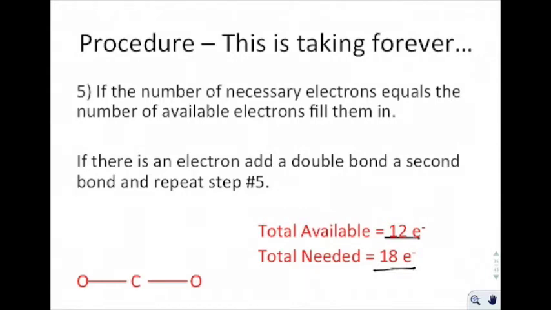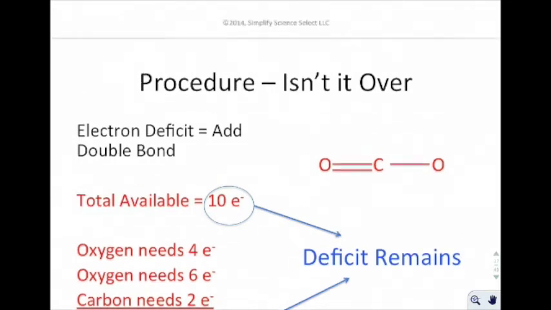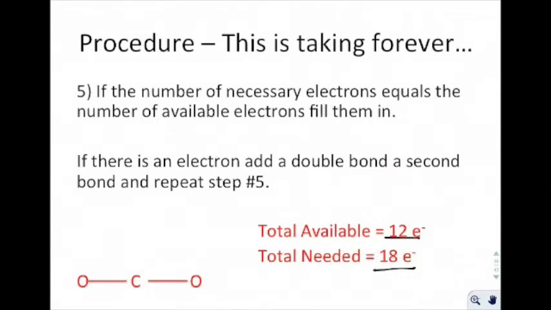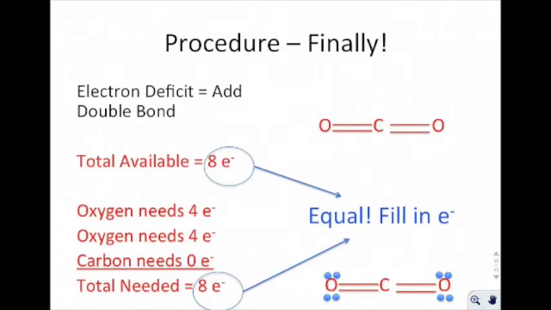So what I need to do is add in a double bond, and I subtract 2 more electrons from my total. When I subtract 2 more electrons from my total, I still have a need, and then I do it again. I add another double bond, and I see that my available electrons equals my total need, and then I can fill my electrons in. And I can see that carbon dioxide consists of 2 double bonds to carbon. If you look, carbon has no free electrons attached to it like oxygen does.